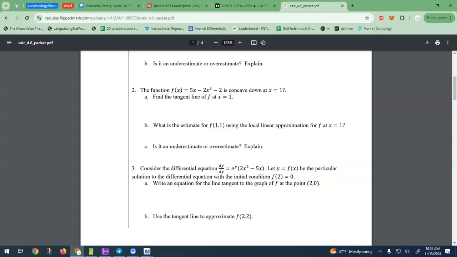Is that an over or underestimate? Overestimate, why? Because it tells us concave down. So this is an overestimate. And there's no long explanation required. You don't have to explain like the line goes over the top or whatever. You just gotta say because it's concave down.